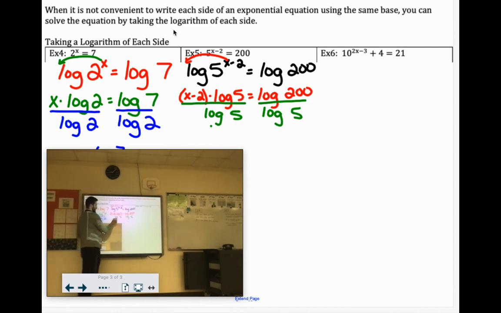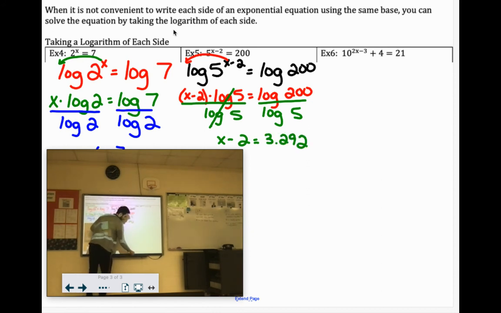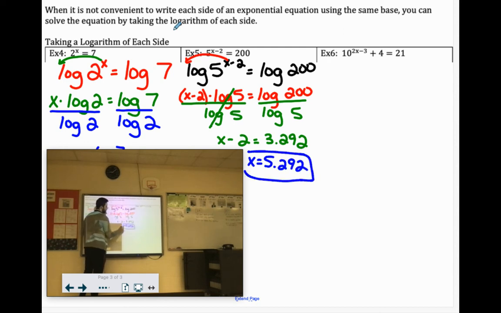Alright, these will cancel out. But we're still left with the x minus 2. So we're going to have to do one more step and add the 2. So log 200 divided by log 5 is 3.292. But again, we still have that one more step. We're going to have to add 2 to both sides. And 3 plus 2 is 5, so just 5.292. Can't get a common base? Log it! But you have to isolate the thing with the exponent first.